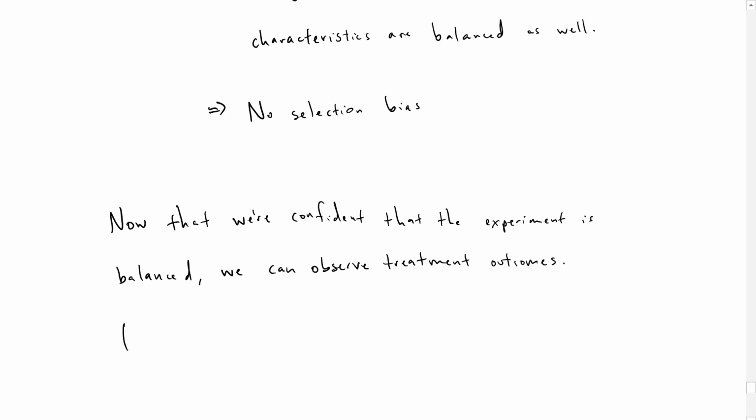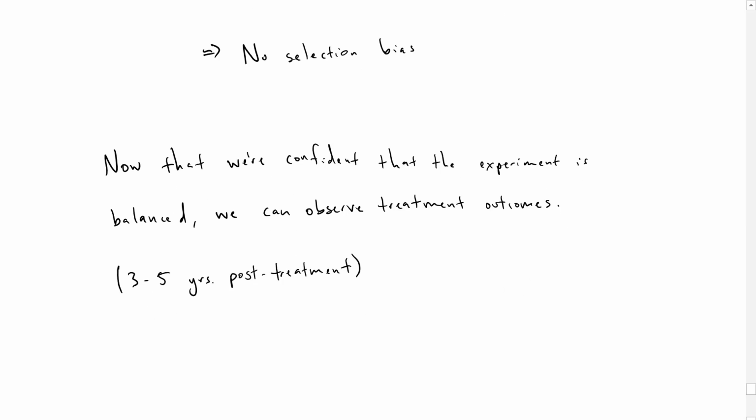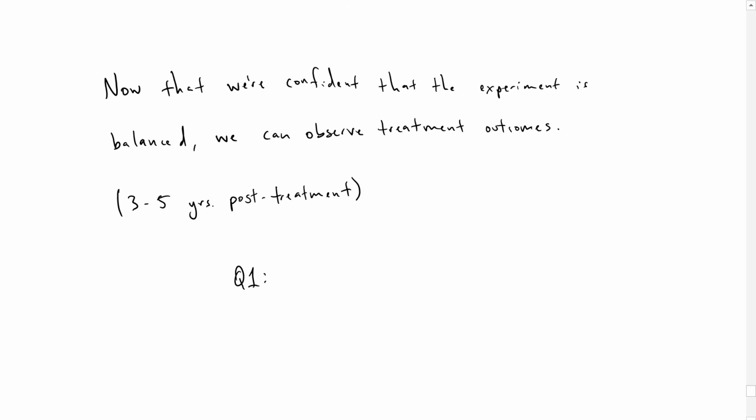Okay, and so the way that this worked in the Rand health insurance experiment is that 3 to 5 years later, after people were randomly assigned into their groups, so 3 or 5 years post-treatment, they looked then again to answer the following questions. So first they asked, what is the elasticity of healthcare?